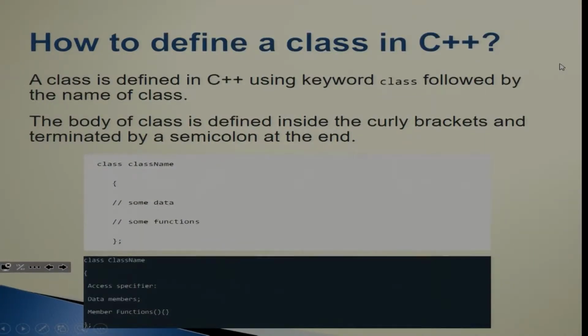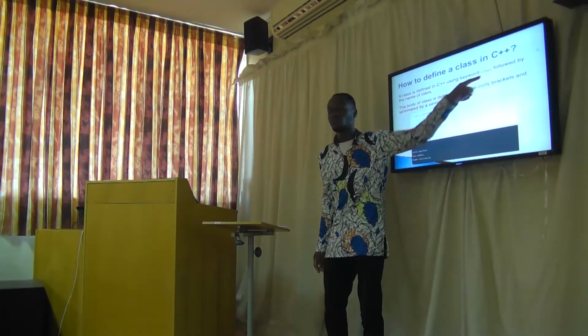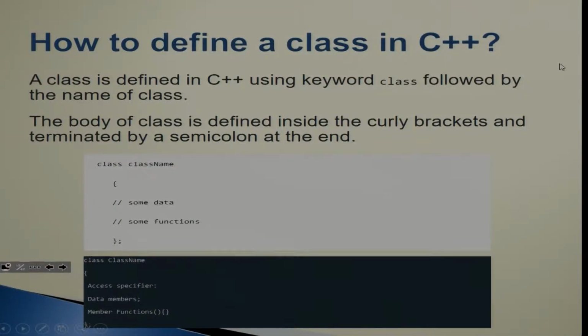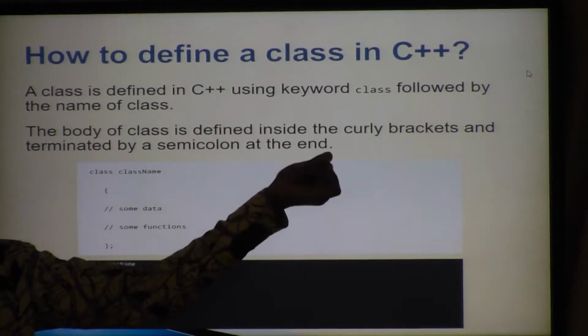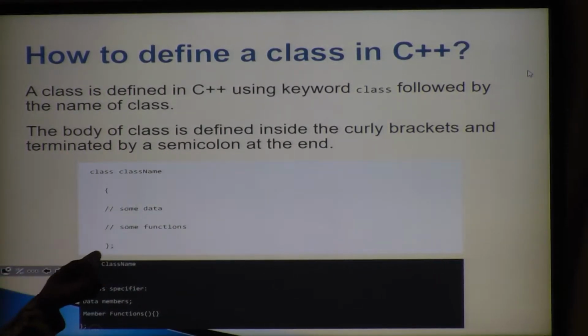How to define a class. This is kind of a formula, if I may say so. Don't ever forget the semicolon. To define your class, you always need to have the keyword class before, and then you enter your class name. It's not really different from how we define structures. And then the body of the class is defined inside curly brackets and terminated by a semicolon at the end. So this is kind of the formula.